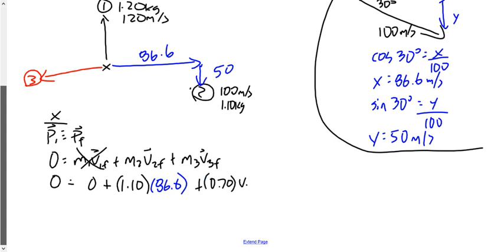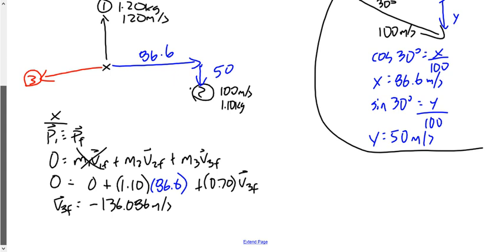Times v3f. Let's find v3f. It gives us negative 136.086. Right: 1.1 times 86, take it over by subtracting, divide by 0.7, get negative 136. Hey, guess what? My x component, I said, was negative. We drew it to the left. Does that agree? Yeah, I said it was going to go to the left, and I got a negative value for the x component. I guessed right. Well, it wasn't really a guess, we knew it was going to go to the left.